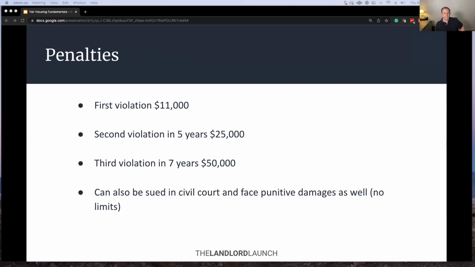And then in addition to these, you can also be sued in civil court and face punitive damages, and that's where the big bucks come in, because there are no limits. And some of the case files that I have read on landlords who have lost these civil suits, I've seen $100,000, $200,000, $300,000, $500,000 civil suits, depending on the severity of it.